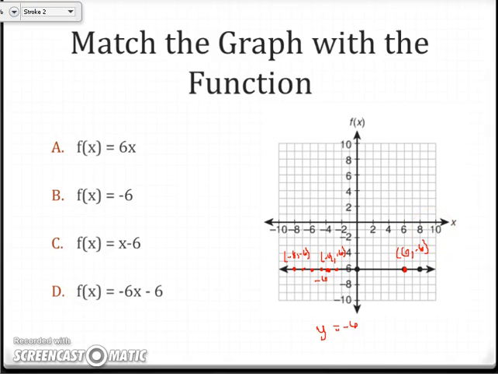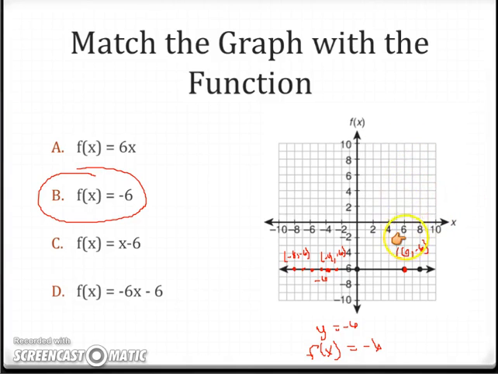So if you think of it as y equals -6, then in function notation, replacing y with f of x equals -6. So the equation would be B, f of x equals -6. If it were a vertical line, same thing, but all of your x values would be the same. So x would equal that number if it's a vertical line.